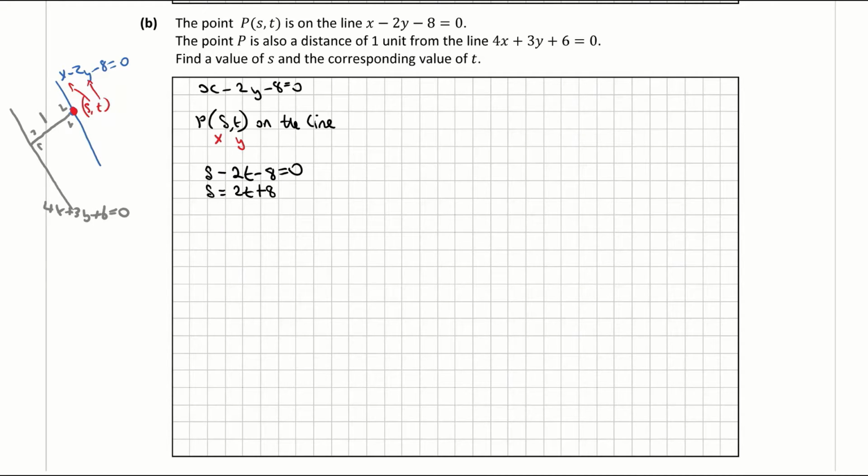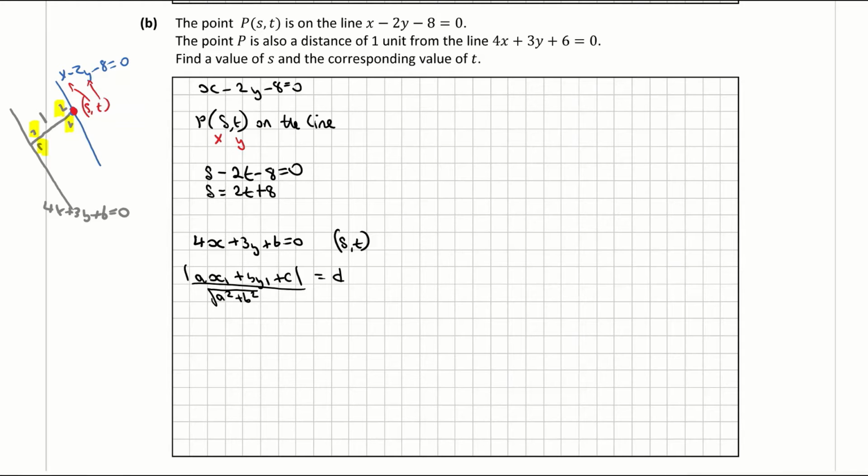So let's think about this. The grey line, 4x plus 3y plus 6 is equal to 0, is 1 unit away from the point S, T. Now on my picture, remember that we marked these in as 90-degree angles. The shortest distance from a point to a line is the perpendicular distance. And that's our formula from our log tables, the perpendicular distance formula, written as the modulus of ax1 plus by1 plus c, all over the square root of a squared plus b squared. And that'll give me the shortest distance.